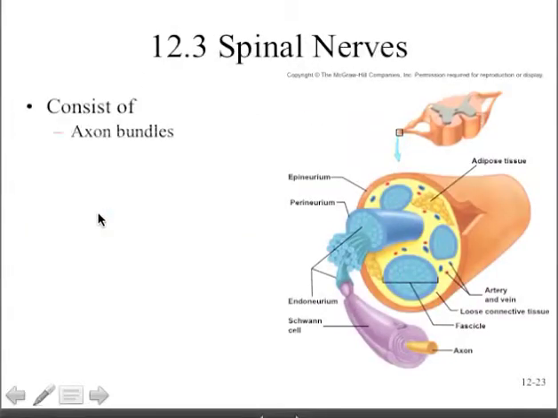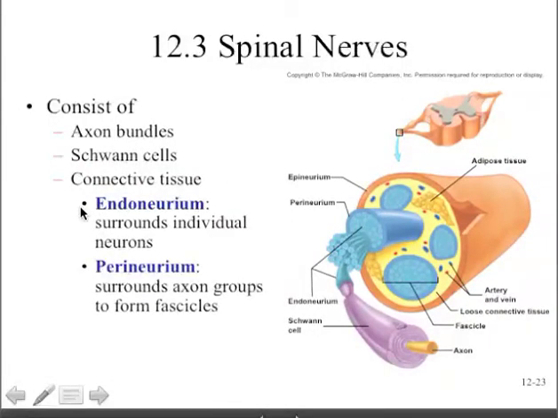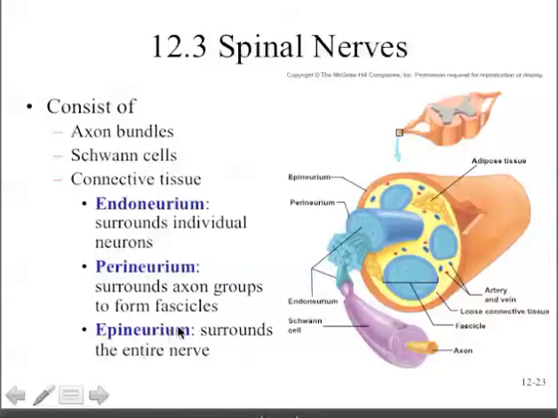Now, spinal nerves consist of axon bundles, Schwann cells, and connective tissue. And the connective tissue is arranged very similar to the way it's arranged in muscle tissue. We have an endoneurium that surrounds individual neurons and a perineurium that surrounds bundles of axons that form fascicles, and then an epineurium that is going to surround the entire nerve. Okay, so as we move from the inside out, you can see that the arrangement is very similar. The function is very similar too.